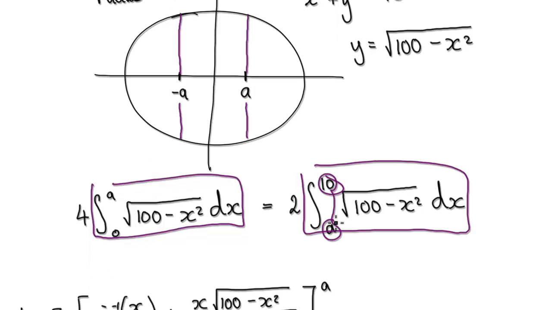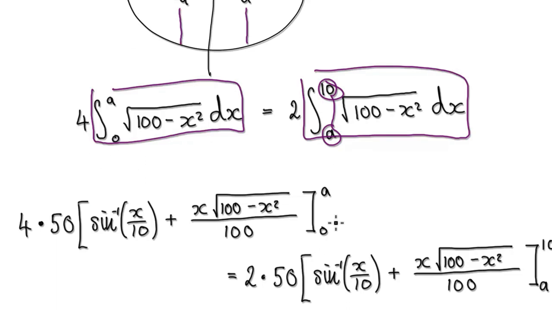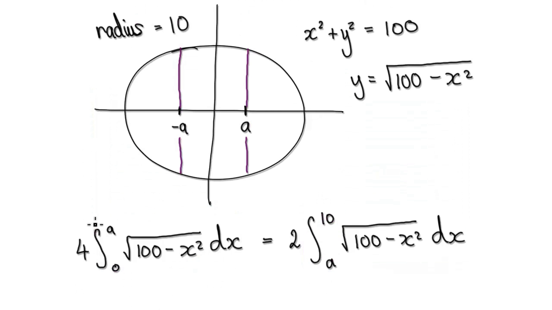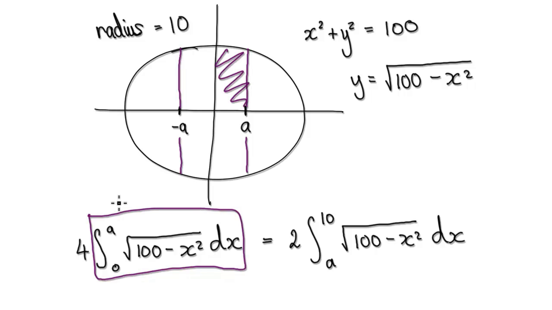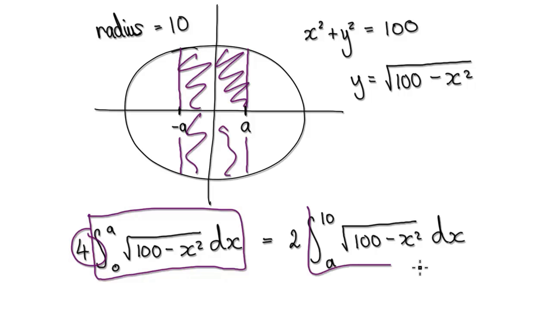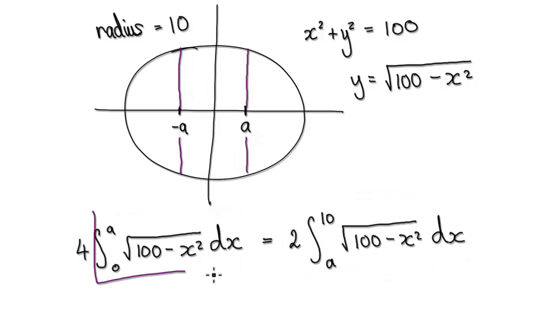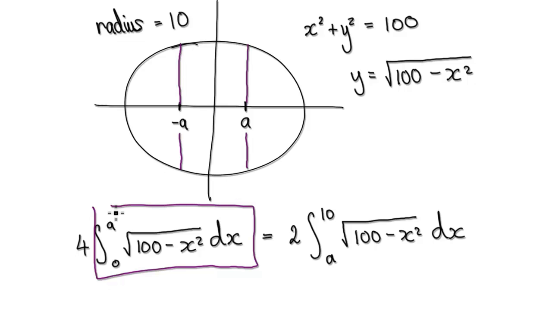Let me just remind you. This thing here is this area here times 4. That would represent this whole thing here. Remember, this thing here represents this area here times 2. That would represent this. So just bear in mind that we know how to integrate this now. So we can put it into here.